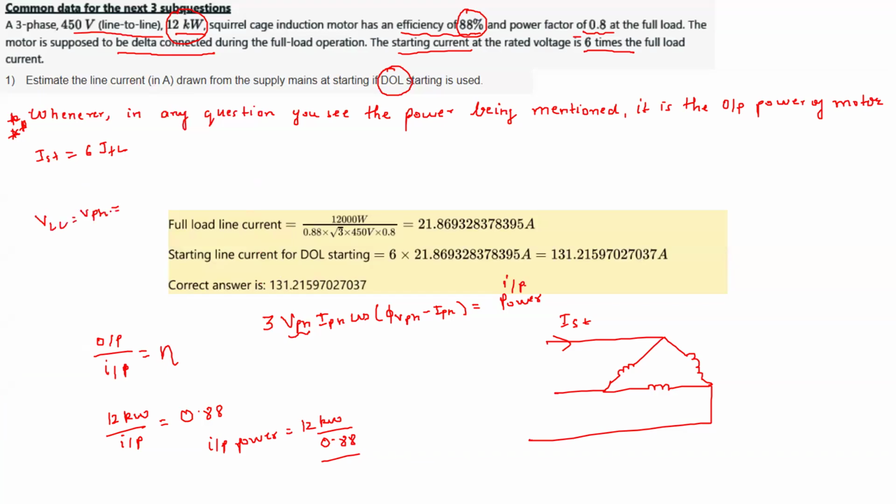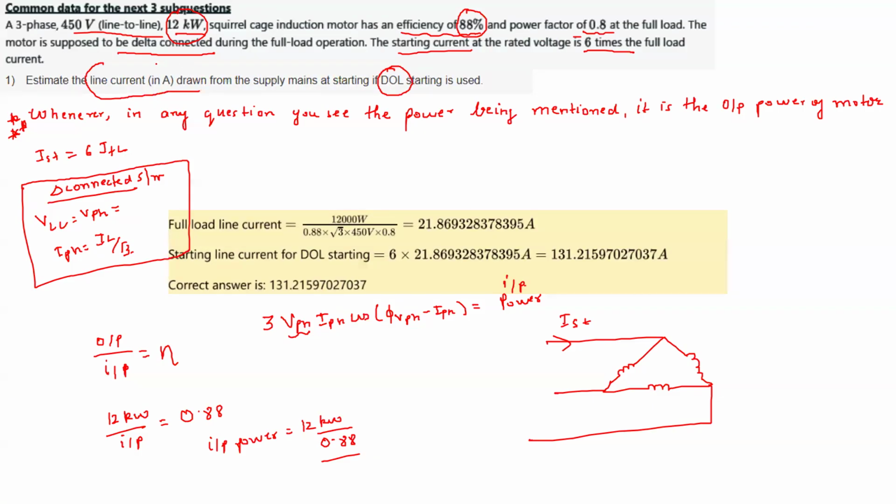Okay, so but here the phase current is how much of the line current? So for a delta connected system, phase voltage is equal to line voltage, and phase current is equal to line current by root 3. Now remember that it is asking you to estimate the line current drawn. Okay, so in this power expression you have to replace this phase current by the line current. So instead of phase current I'll write it as line current by root 3.